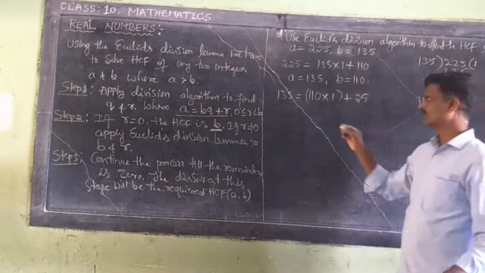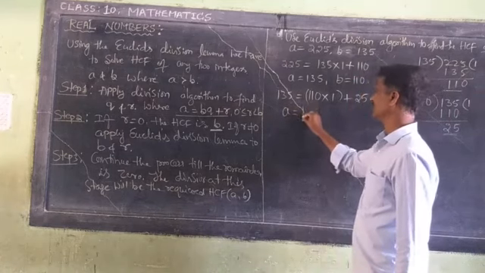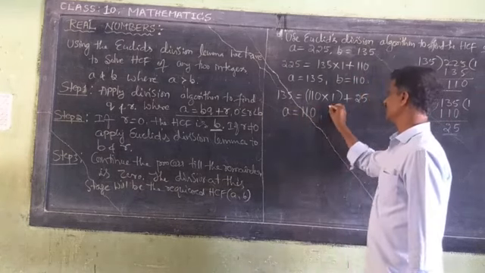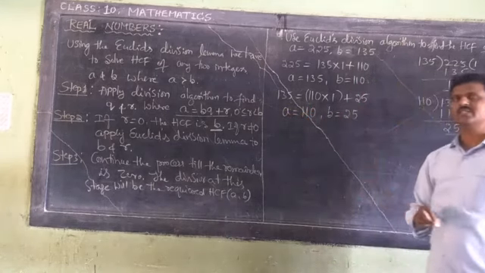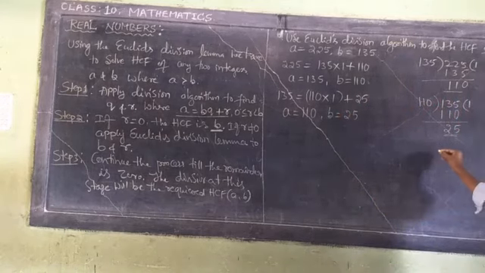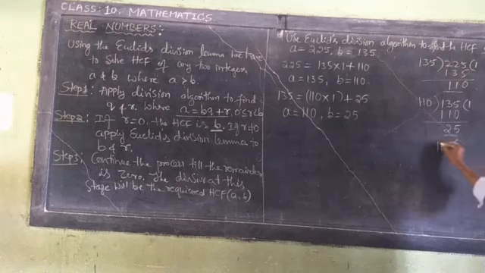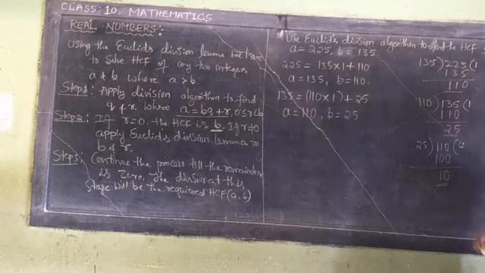So now what is A? A is the divisor 110 and B is the remainder 25. You can continue the process. 110 can be divided by 25. 25 fours are 100. The remainder is 10 here.